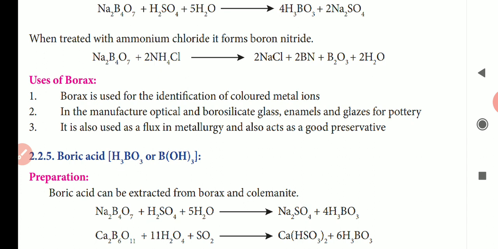What are the uses of borax? Borax is used for the identification of colored metal ions, in the manufacture of optical and borosilicate glasses, enamels, and glass of potteries.